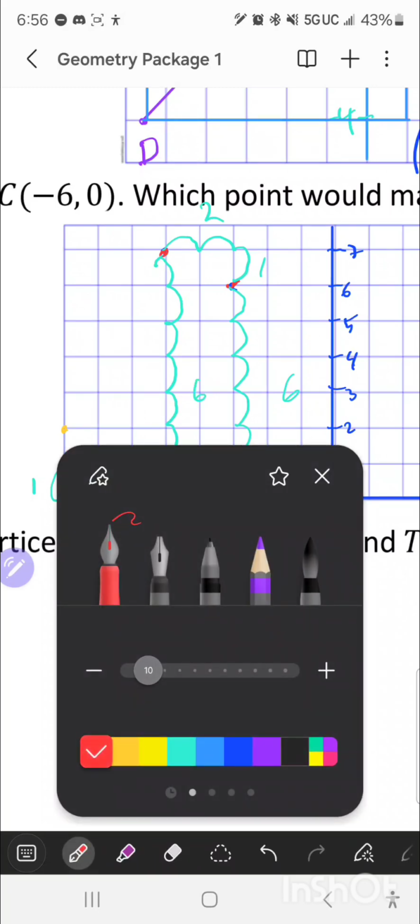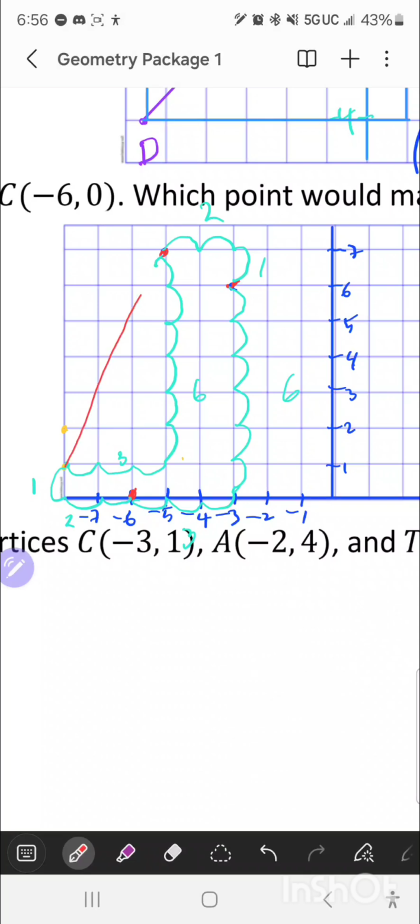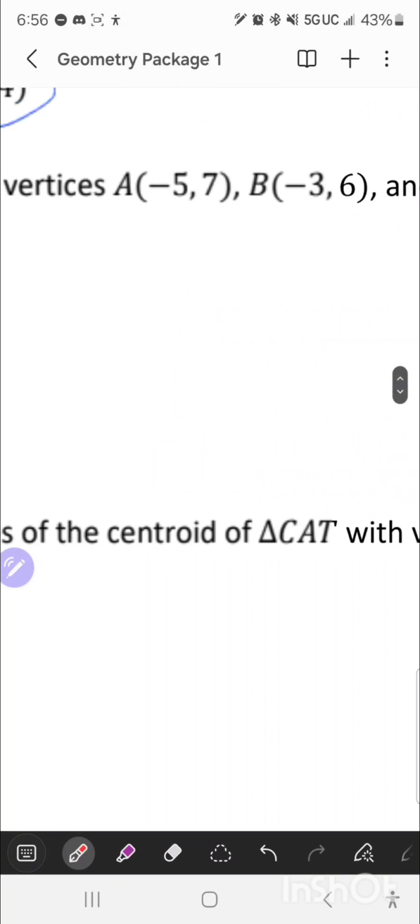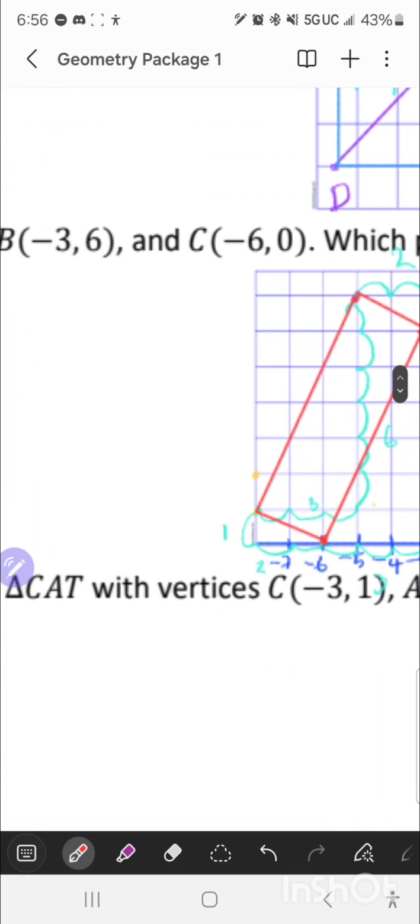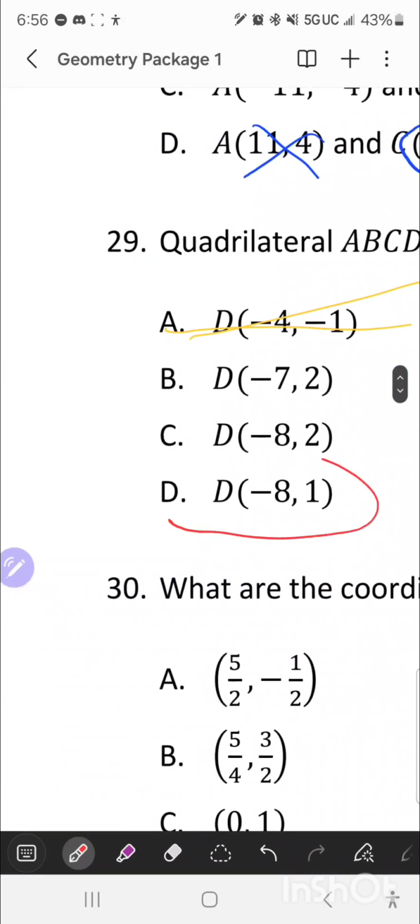And when we draw it, we get this, this, and this, which is a perfect rectangle, a beautiful rectangle. So our answer is negative 8 comma 1.